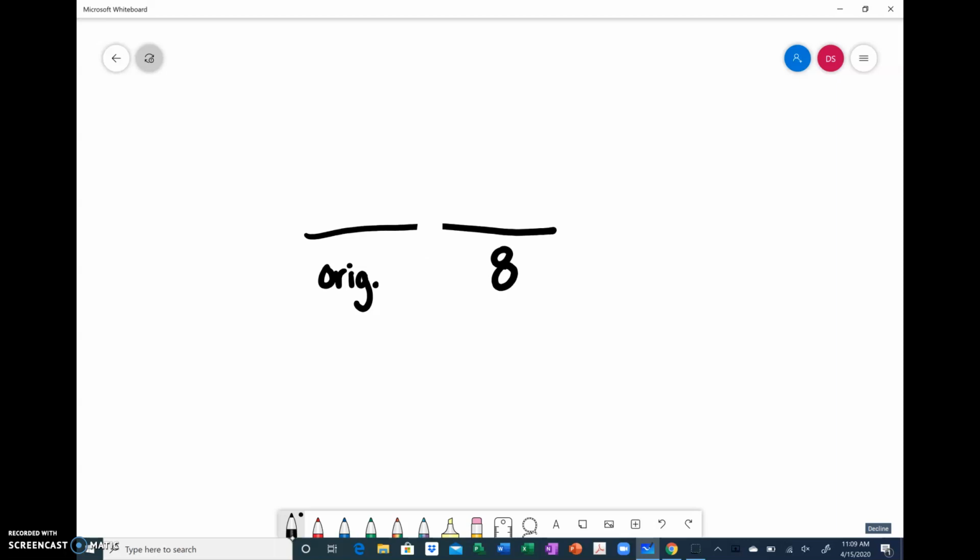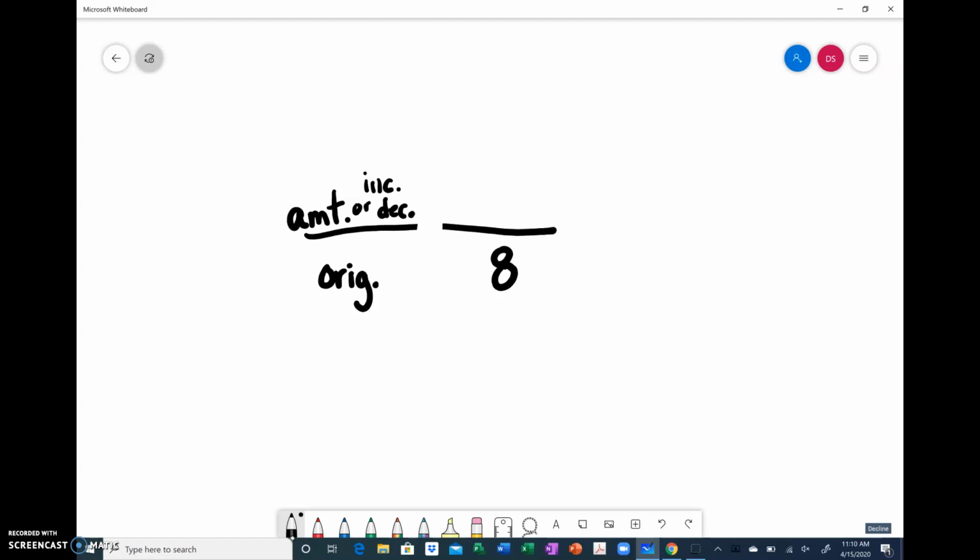So what goes in the top? The amount of increase or decrease. This is kind of messy. For some reason my pen got thicker writing to it, so sorry about that. I don't know how to fix it.